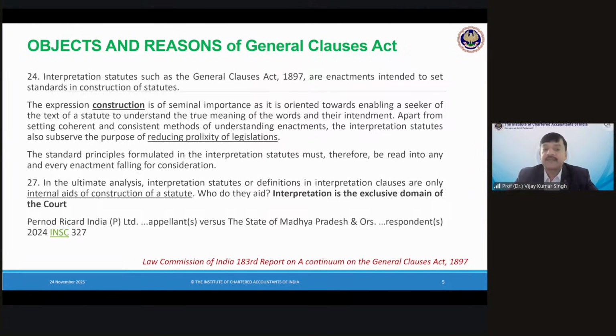So this particular thing has also been highlighted and emphasized in Pernod Ricard India Private Limited versus State of Madhya Pradesh, the case 2024 INSC 327. So this is how we understand the objects and reasons of the General Clauses Act. I hope this slide gives you a brief background of why the General Clauses Act exists and what are its main objects and reasons.